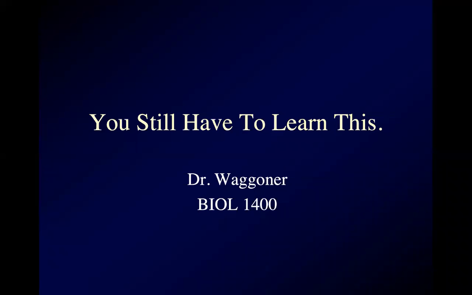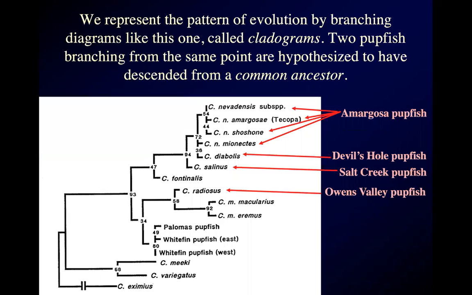Right. So we finished talking about pupfish in the Mojave Desert. We can represent the pattern that evolution makes through time by branching diagrams like this one. This is an example of something called a cladogram. You see, it's a bunch of lines arranged in a branching shape. Looks a little bit like your March Madness bracket, I suppose, although time actually runs in the other direction from a bracket.